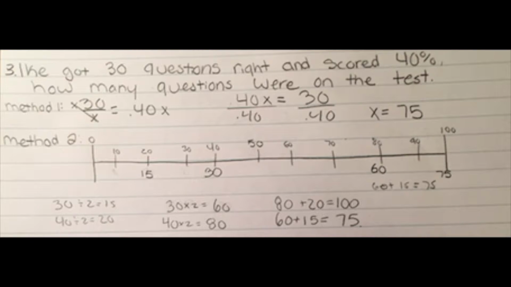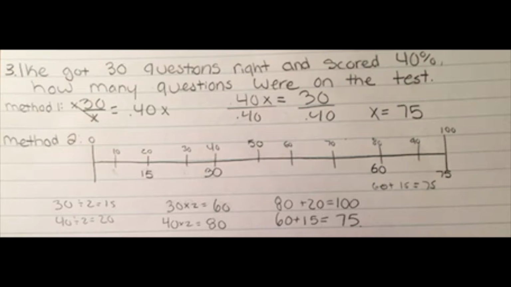For the third problem, I was told I got 30 questions right on a test and scored 40. How many questions were on the test? For my first method, I put 30 over x. X represented the total number of questions on the test, which was unknown to me at that time. And then I equaled that to 0.4, because 0.4 is the same as 40%.